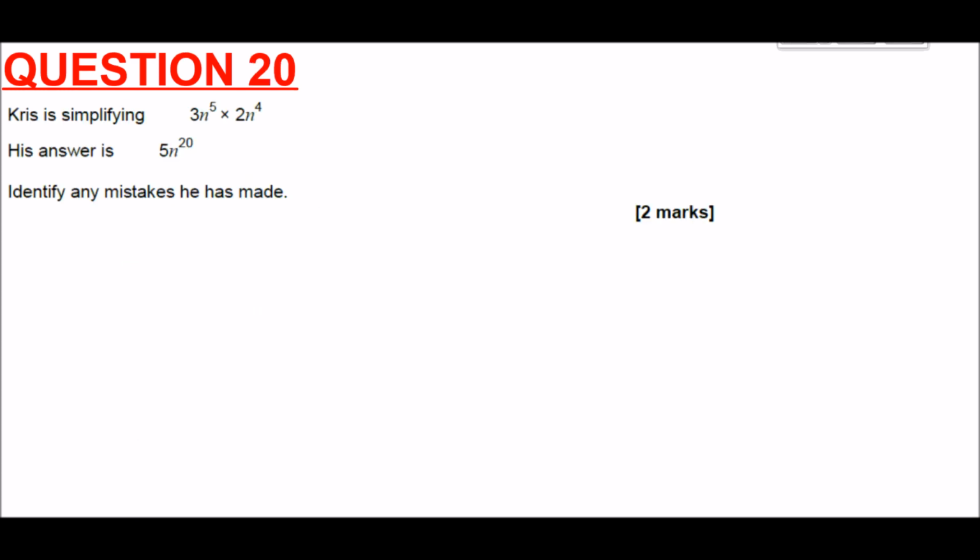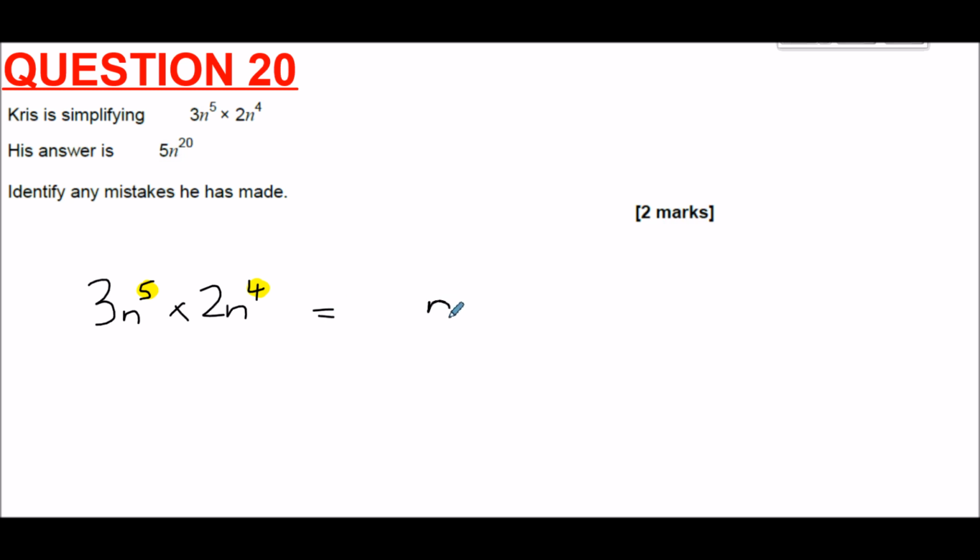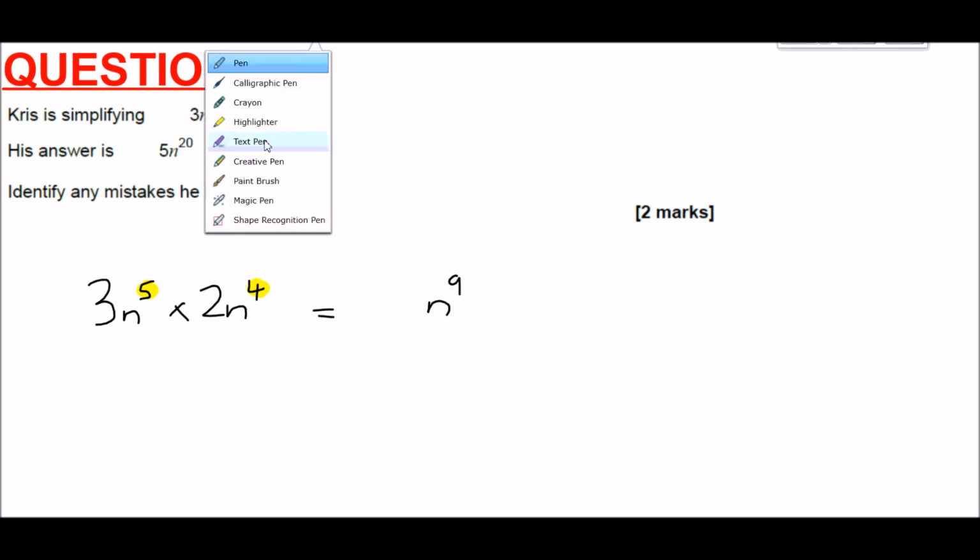Question 20. Chris is simplifying 3n to the power 5 multiplied by 2n to the power 4. Identify any mistakes he's made. What I'd suggest we do is just do it properly and just check what we get against his. And so if we're multiplying letters by each other and it's the same letter each time, the new power is found by just adding these little numbers at the top. And so n to the power 5 multiplied by n to the power 4, the new power of n would be n to the power 9, because we just add the 5 and the 4 together.